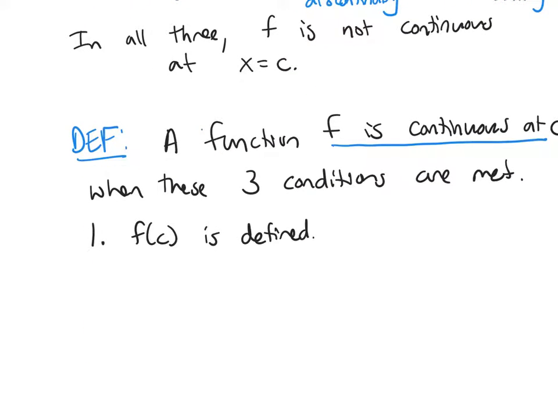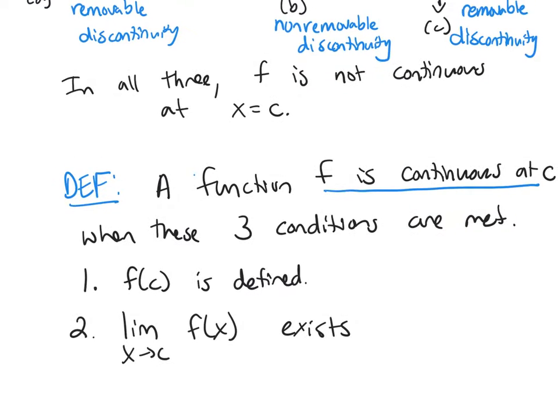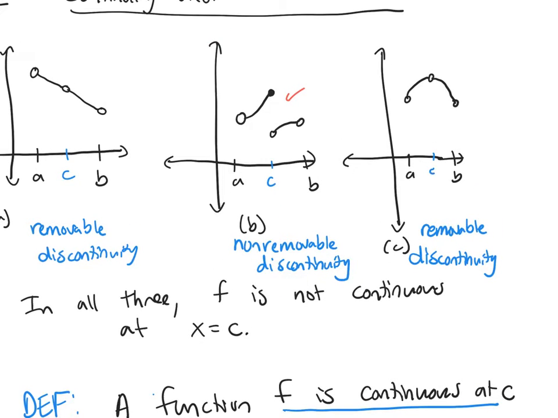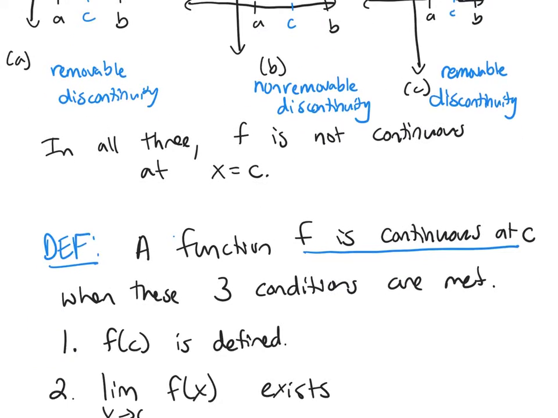The second condition is that the limit as x goes to c exists. This was also a problem if you look in the second picture. When I approach from the left and when I approach from the right, at c, I had different values. So if I look here, they're approaching different numbers, and so the limit did not exist.